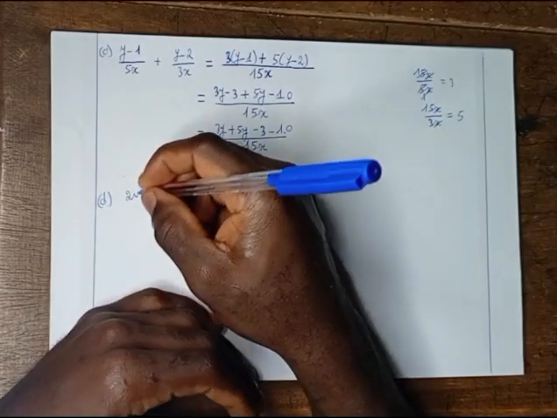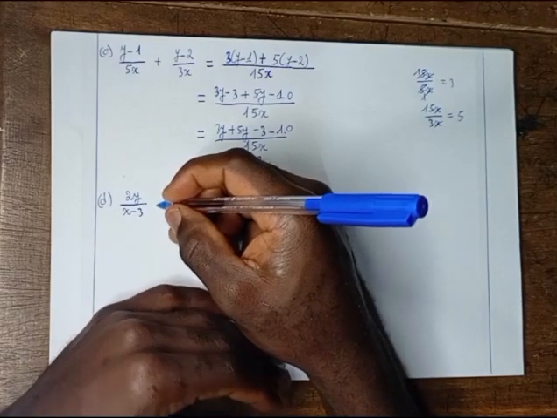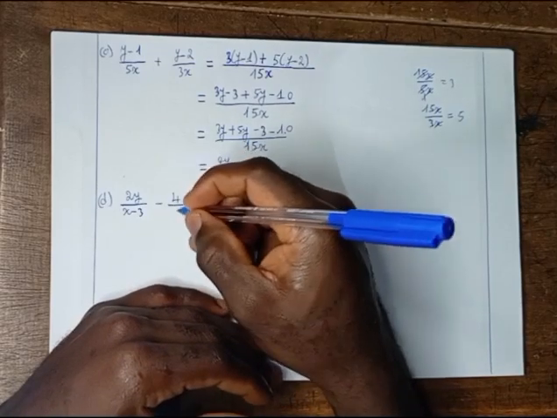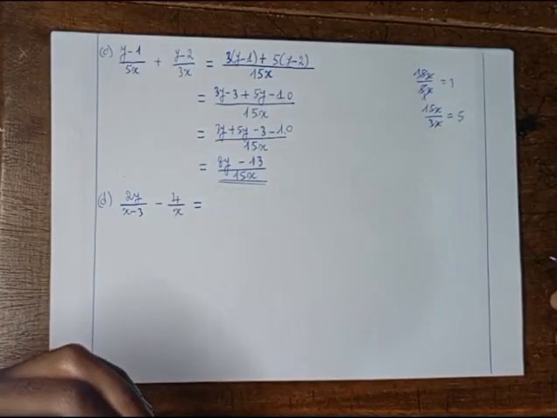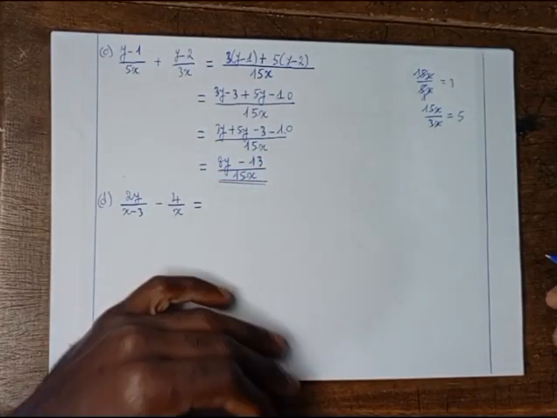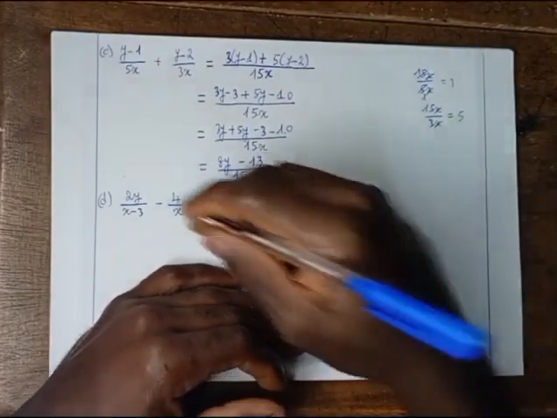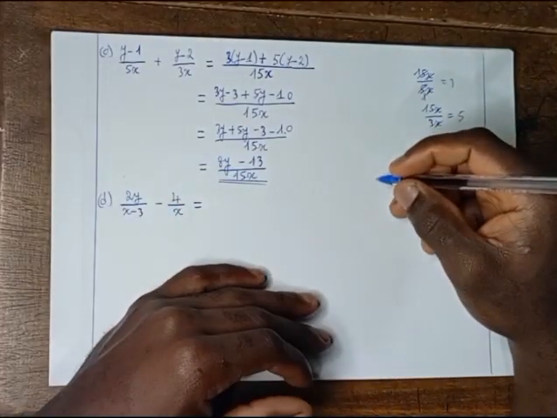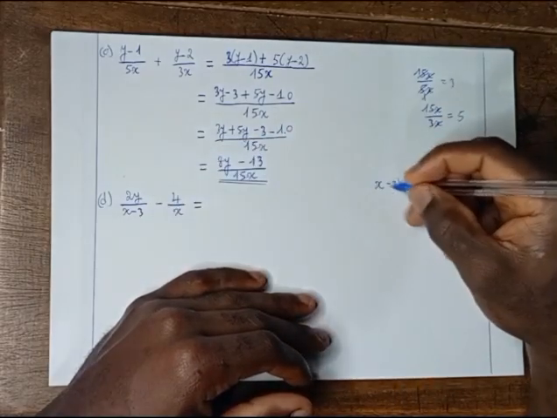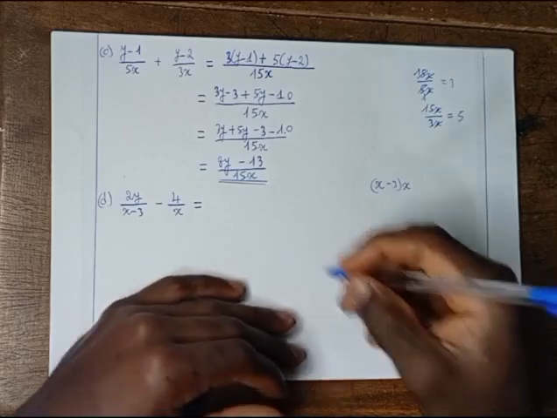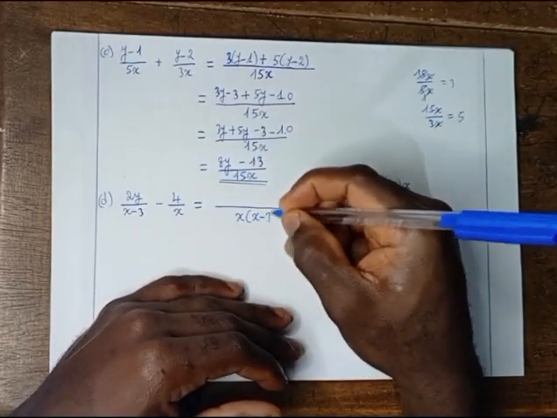For D, we have the fractions 2y all over x minus 3 minus 4 all over x. This will simply be equal to, the first step, we need to get the LCM of these two fractions. The LCM will simply be the LCM of their denominators. We are going to multiply the denominators, x minus 3 times x. The LCM will simply be x times x minus 3.